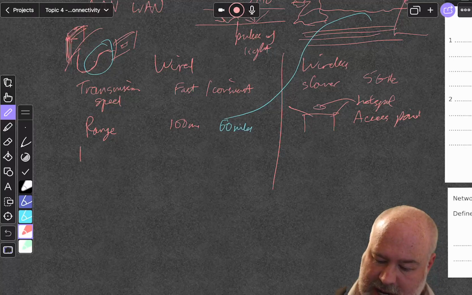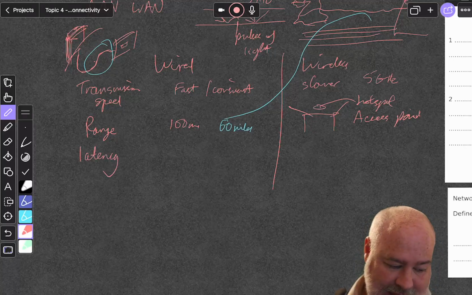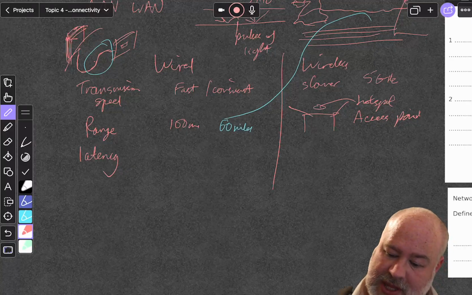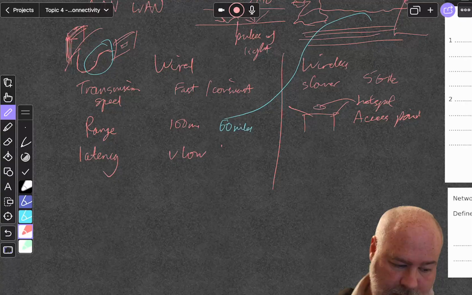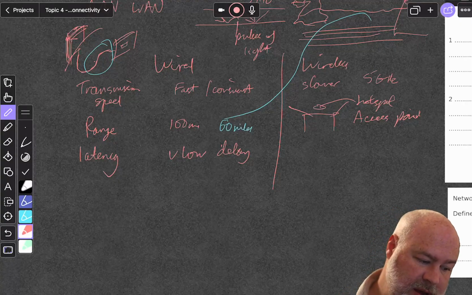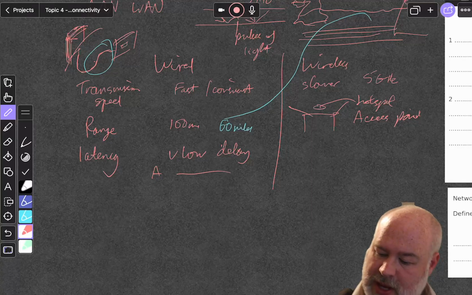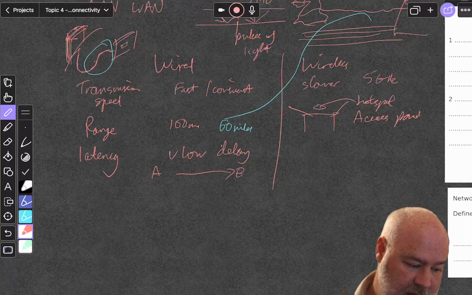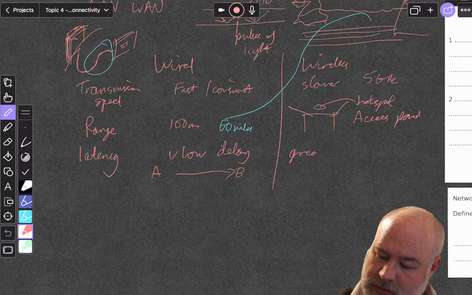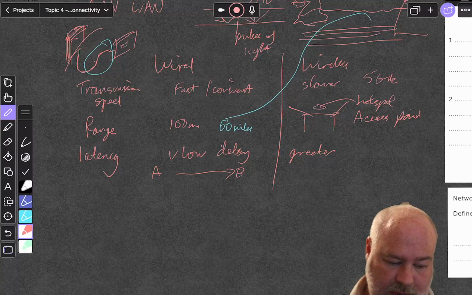Then you've got another idea here: latency. Right? The latency is the delay in the signal. So very low for wired, very low delay. So it's a period of time taken for information to travel from one source to its destination. So you've got A to B, how long that period of time would be, the delay in it. Greater latency with wireless. It's all common sense so far, isn't it?